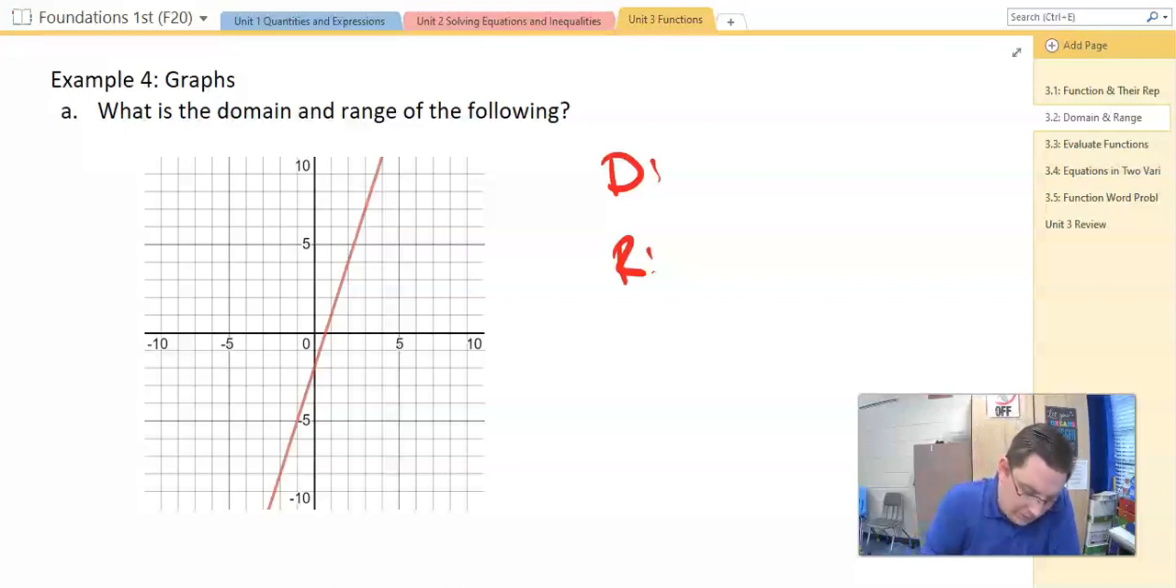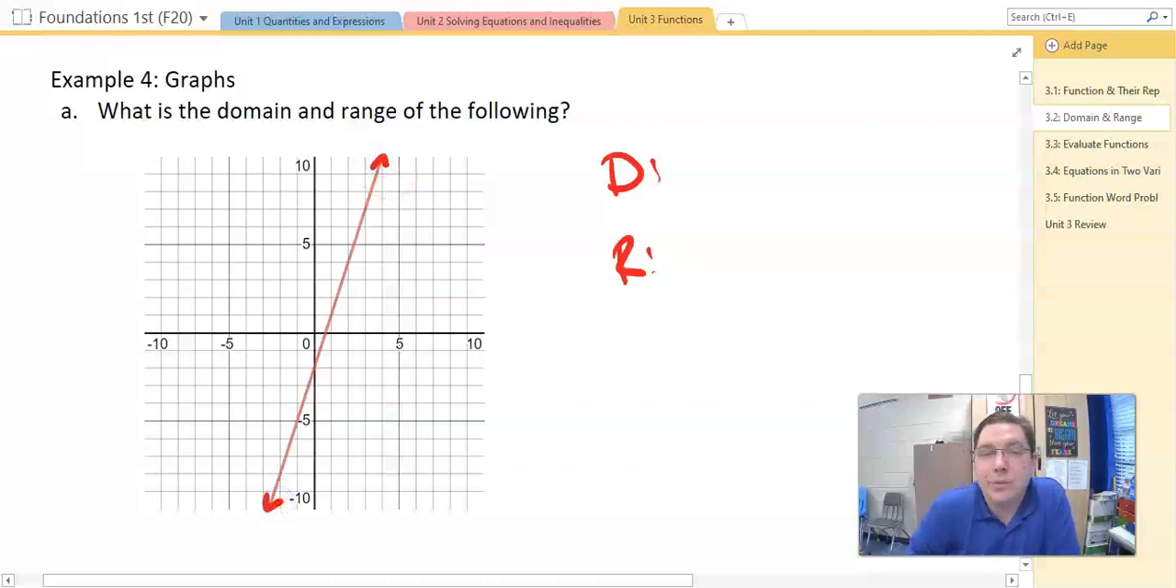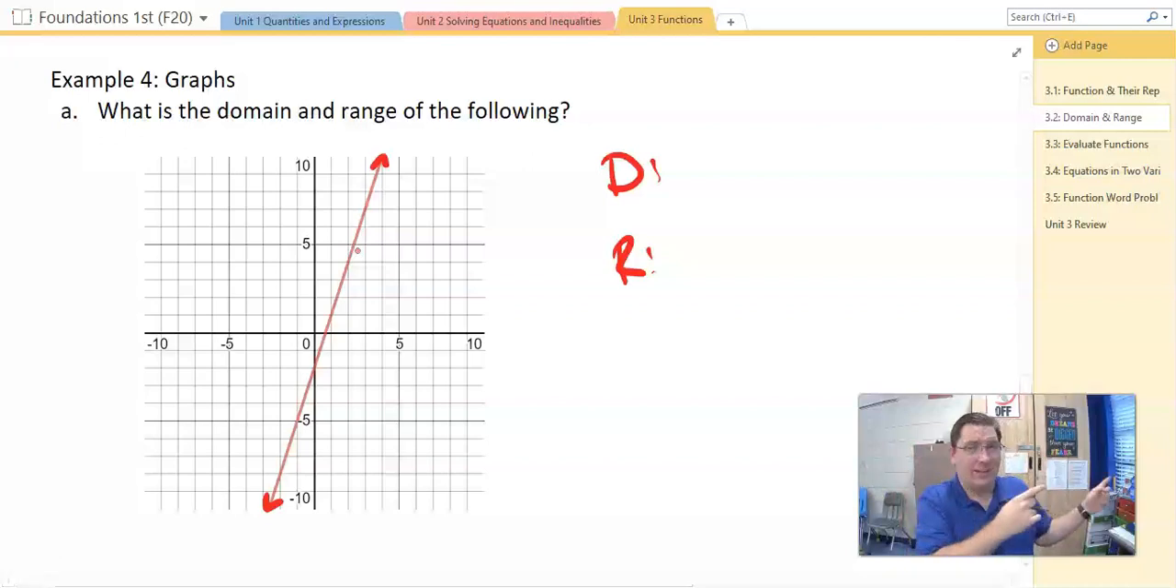Now, one thing to remember is that this line continues up here. There should be little arrowheads on each end of this graph. But what is the domain and range? And so we need to understand how far this will go. And we have a couple of ways that this can be represented. Now, domain is dealing with x. So how far to the left does this go? And how far to the right does this go?